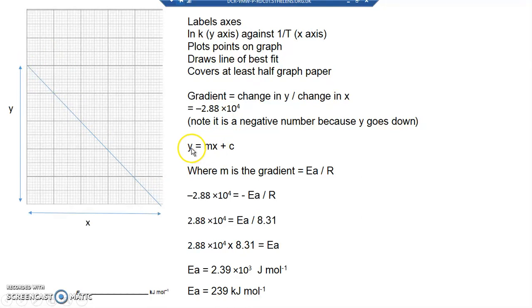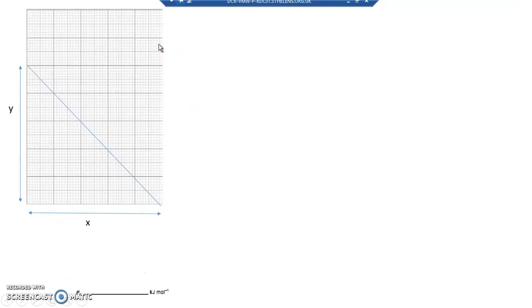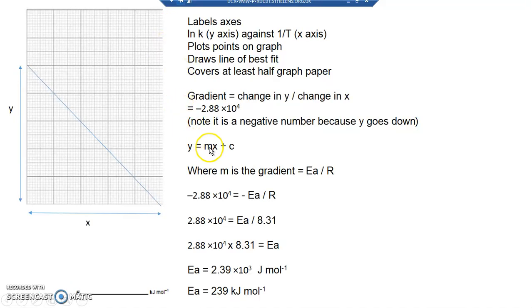Now you may remember from GCSE maths, y equals mx plus c, so m is your gradient and c is a constant, and that resembles this equation here. Y, your y-axis, equals your x-axis is 1 over T, and this is a constant. So the rest of it, minus EA over R, is your m, which is your gradient. In other words, minus EA over R is your gradient.